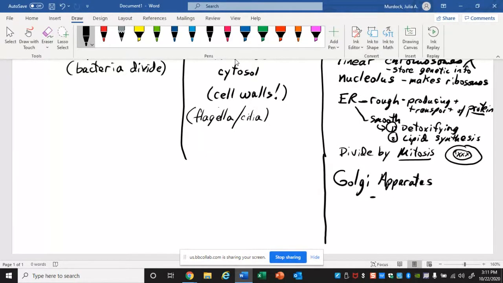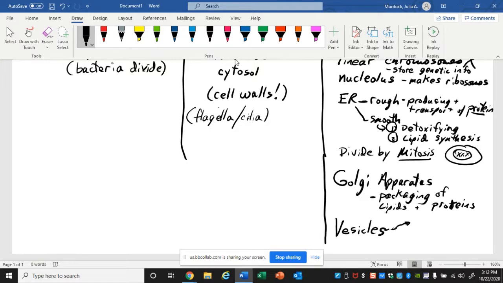And not just proteins. Remember, it also took lipids from the smooth ER and packaged those too. So it is a packaging organelle. They kind of called it the post office, or the UPS building, packaging of lipids and proteins. Okay. And once they're packaged, what are they inside? Because that's another membrane-bound organelle. Vesicles. Yes, vesicles.